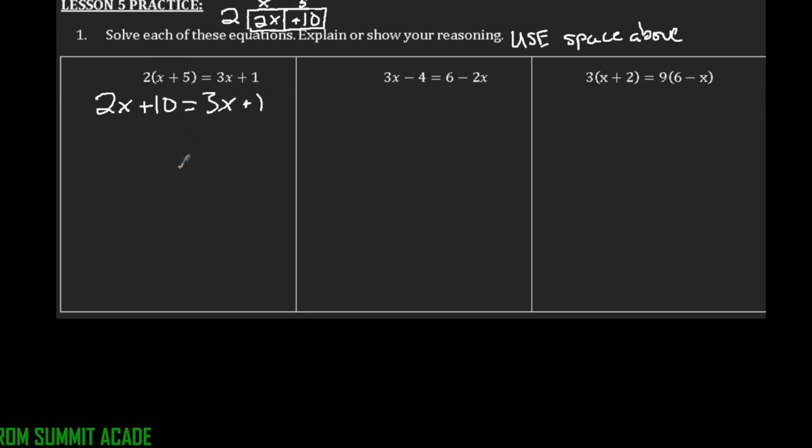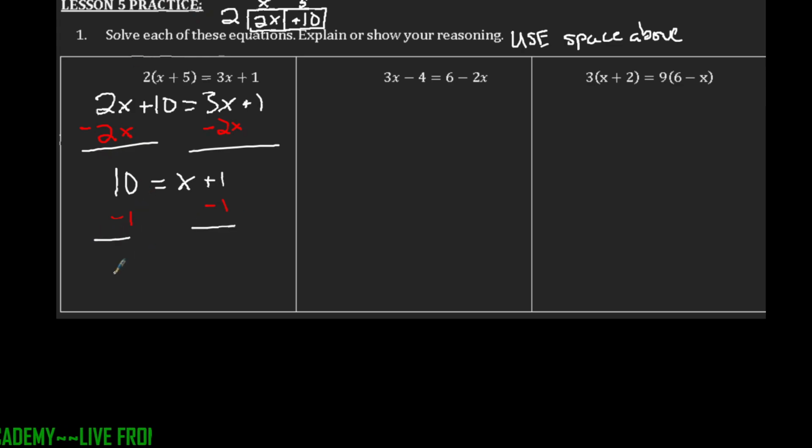Make sure that you're looking for those variables on both sides. Since I have variables on both sides, I have to add the opposite of the lower coefficient. The lower coefficient is positive 2, so I'm going to add the opposite of positive 2 to both sides. It's like I'm subtracting 2x from both sides. Whatever you do to one side, you do to the other. So I have 10 equals x plus 1. Then I can subtract 1 from both sides to get 9 equals x.